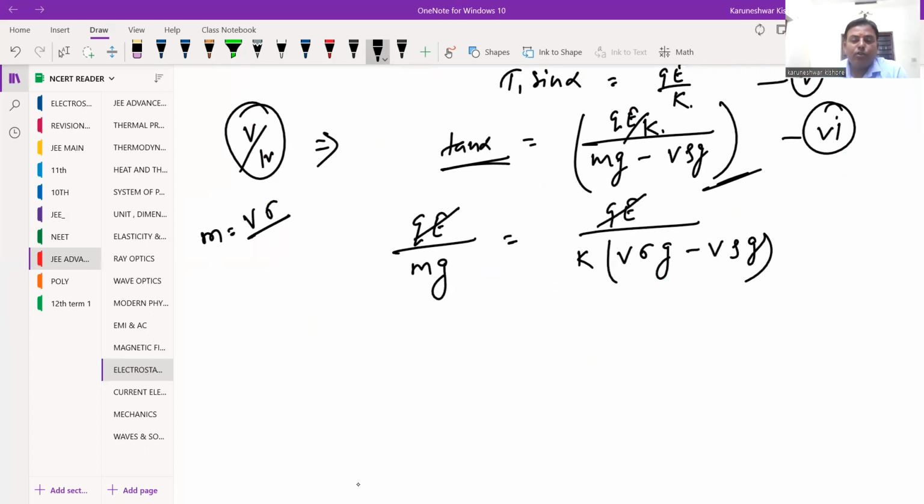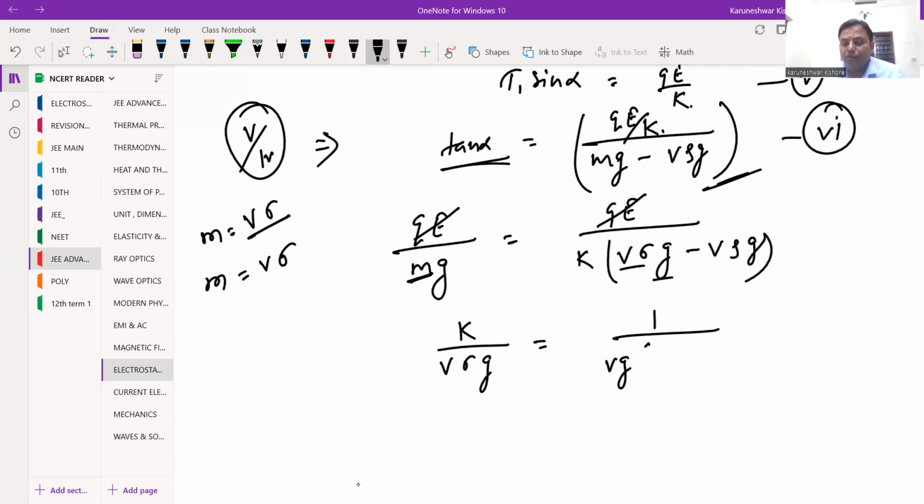Q is getting cancelled out. Here also we have this mass factor. So this is the mass of the sphere, so I'm considering V into sigma here. So I'm replacing this and K multiplying this side. So it will be K divided by V into sigma into G, and there it will be 1 by, and here I am considering common V into G. So V into G, if I am considering common, it is sigma minus rho, and you can see V and G get cancelled out.